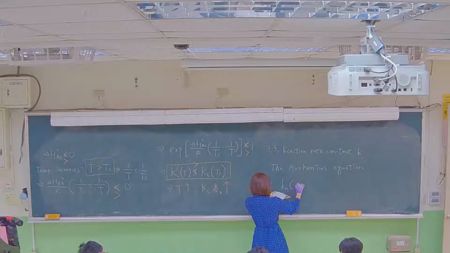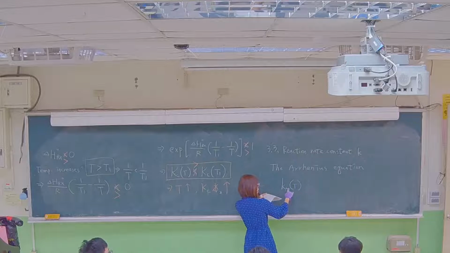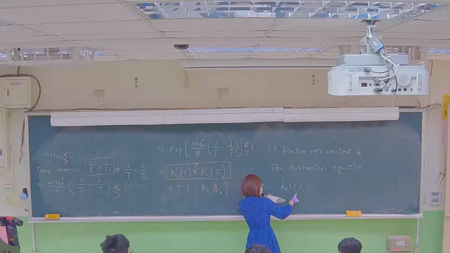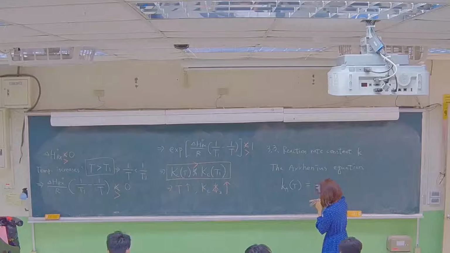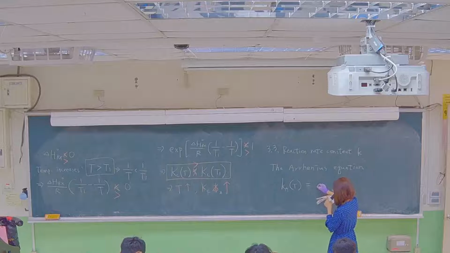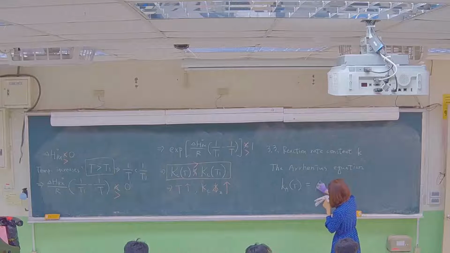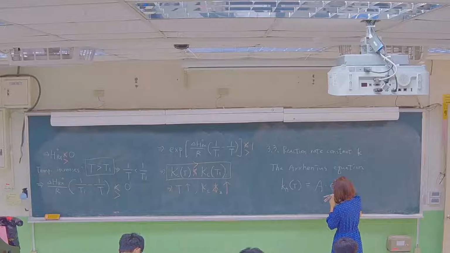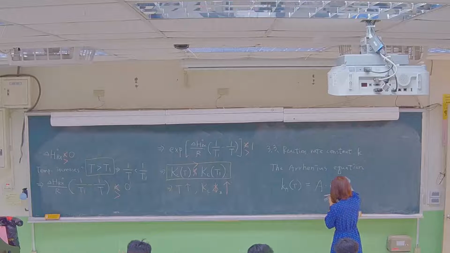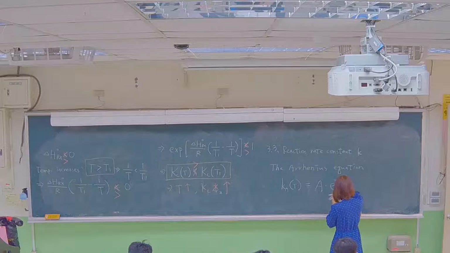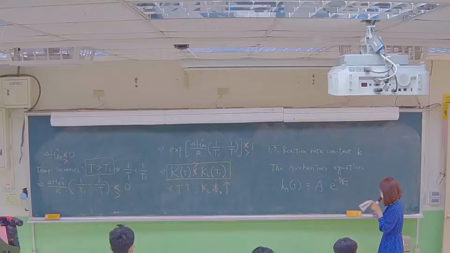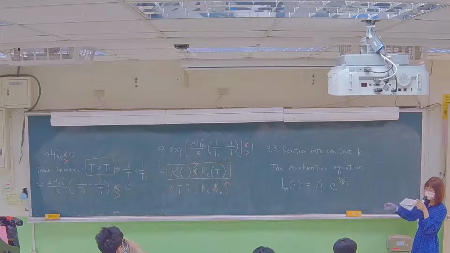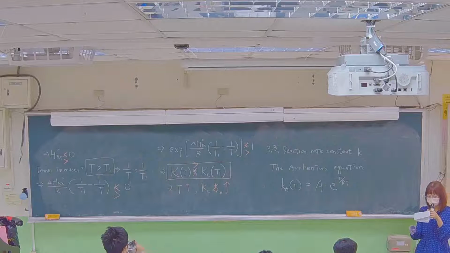Ka is a function of T. It is composed of a frequency factor multiplied by an exponential term. Okay, please memorize this equation.